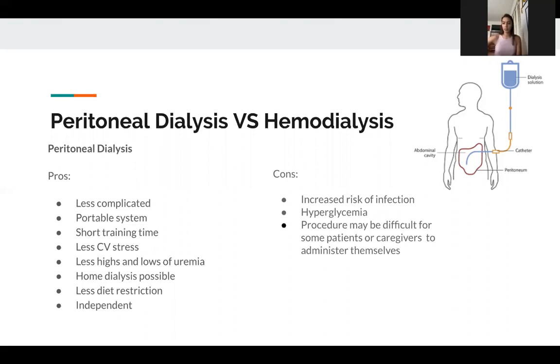The cons for this is that there is an increased risk of infection, and I did see that there might be a risk of hyperglycemia, and he already has diabetes, so this might not be the best option. And then also the procedure may be difficult for some patients or caregivers to administer themselves, because they would need to problem solve if there was anything that would have gone wrong during it.